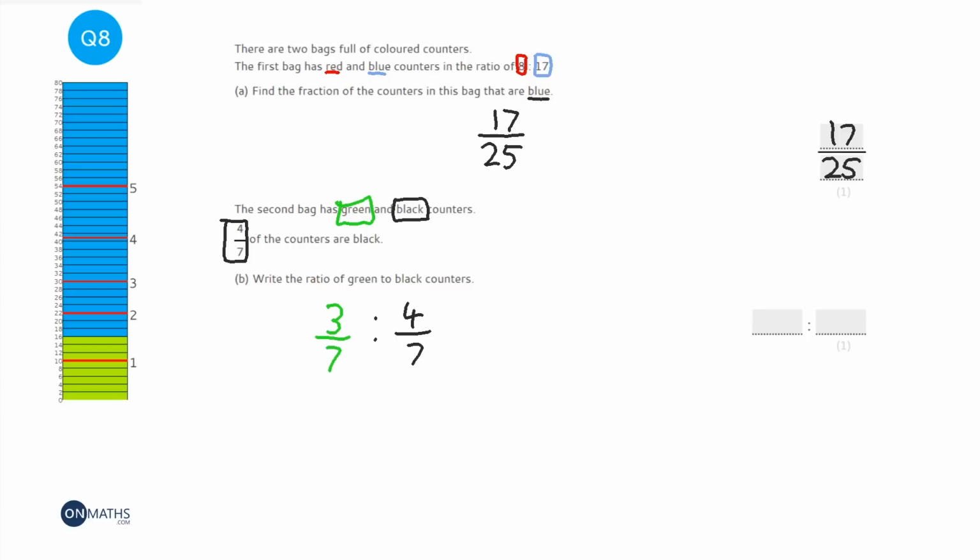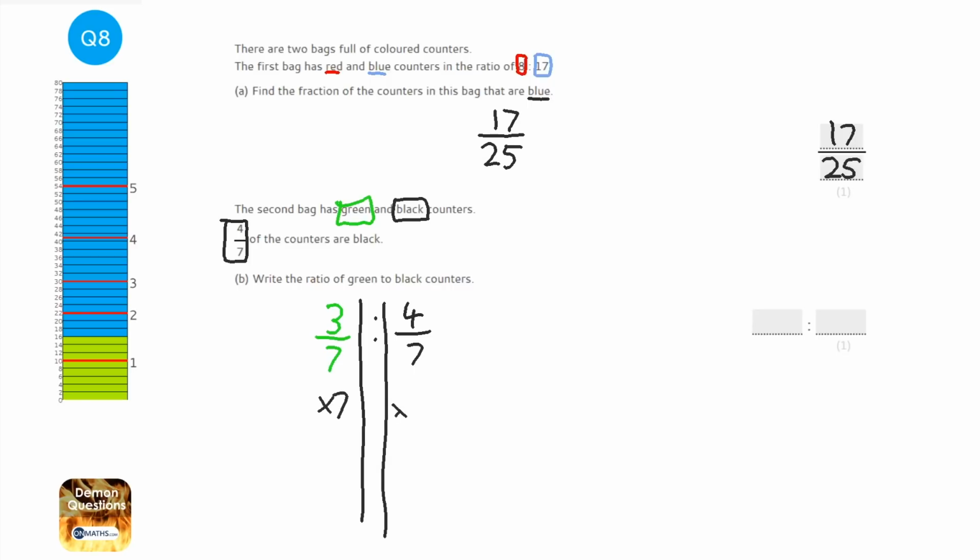So looking at that, what we can do to both sides, and I can put little lines down here, I can times both sides by 7 to simplify the fraction, to simplify the ratio even. So when I times the left by 7, I get 3, and when I times the right by 7, I get 4. So the ratio of green to black, and be careful that you have it in the same order, so we needed to have green then black, is 3 to 4. And make sure that it's in simplest form, which it is.